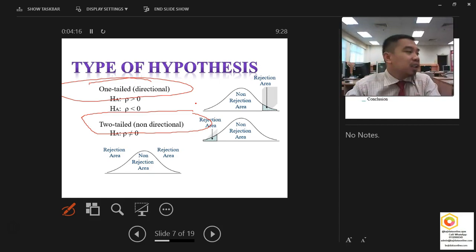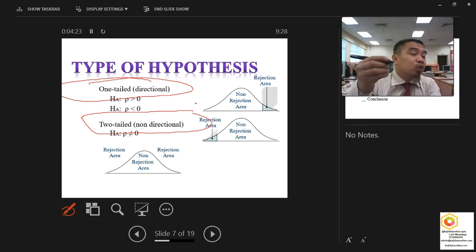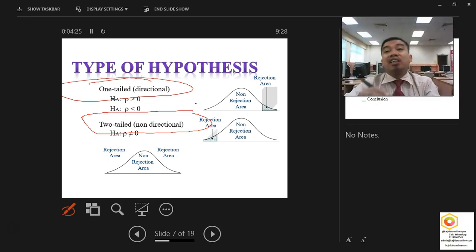You will need to consider both of the tails. If you see inside the SPSS, they put there 2 tail, just straight away take the 2 tail. If the 2 tail is already given to you, just take that 2 tail, if you are using the non-directional hypothesis.